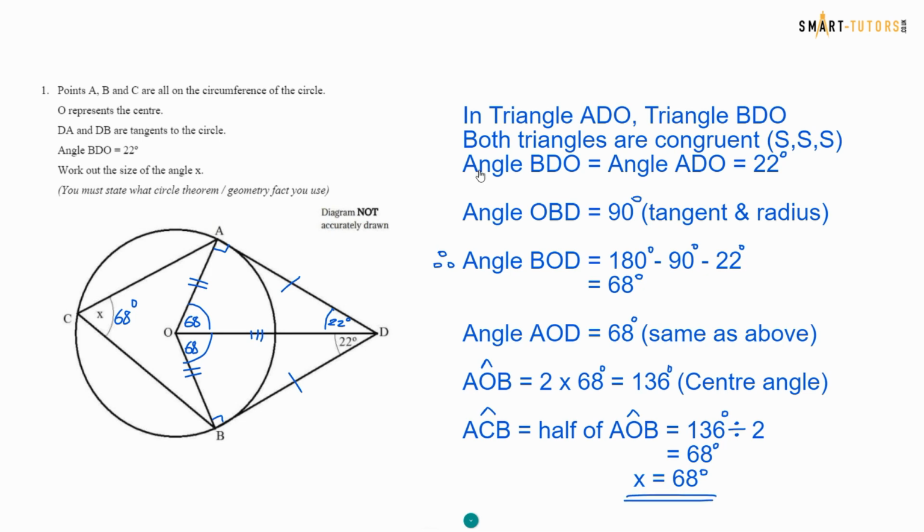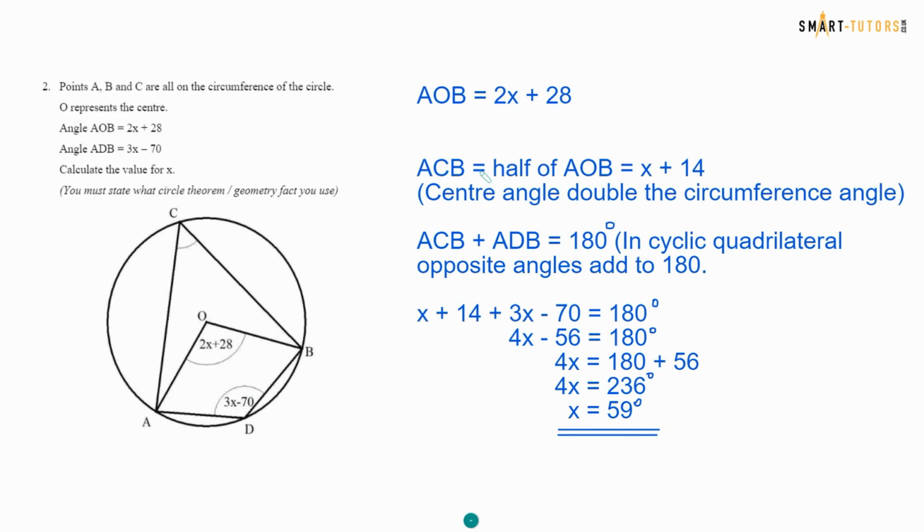Question number 2. Points A, B and C are all on the circumference of the circle and O represents the center. Angle AOB is 2x plus 28, angle ADB is 3x minus 70. Work out the value of X. First of all, AOB is 2x plus 28, and ACB is half of AOB. So half of 2x is x and half of 28 is 14.